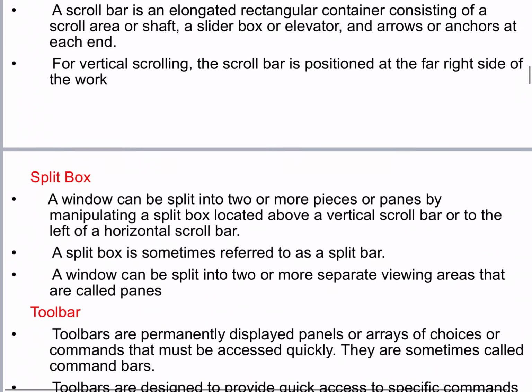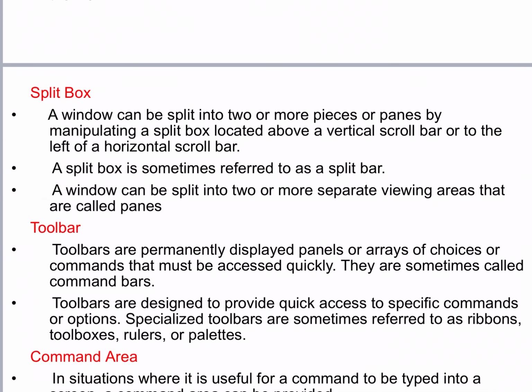Okay, next is the split box. It is used when the window has two or more panes. When you have two or more panes, it will have split boxes so that you can refer to them. So that is called a split box. It means that you will have separate viewing areas, which are called panes.